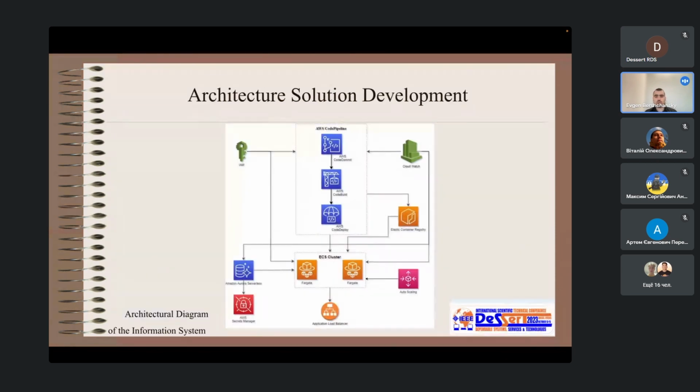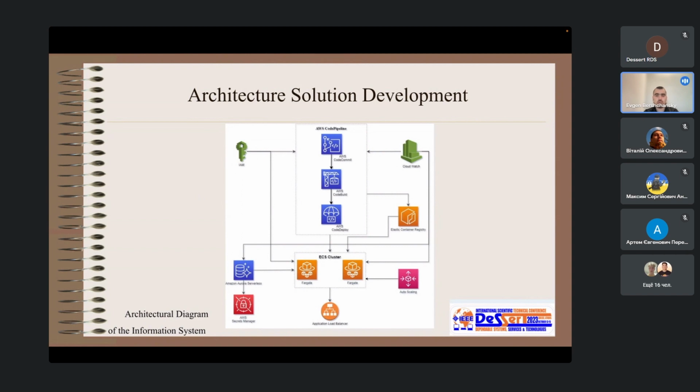I would like to focus on the next two slides. On this slide, we have the architecture solution diagram. Here we can see that we have different cloud services. For example, in the middle of our diagram we have AWS CodePipeline.